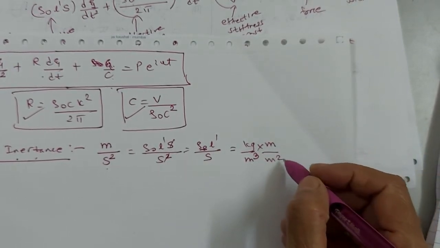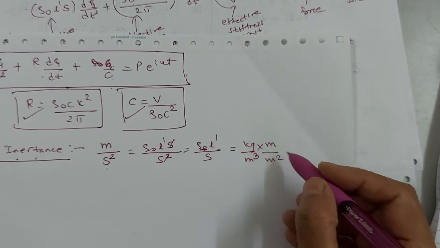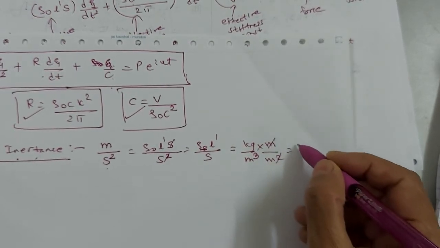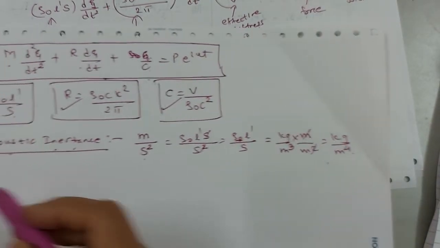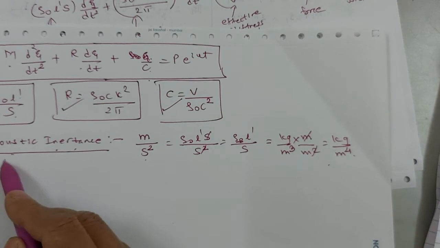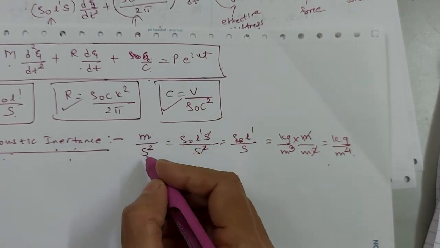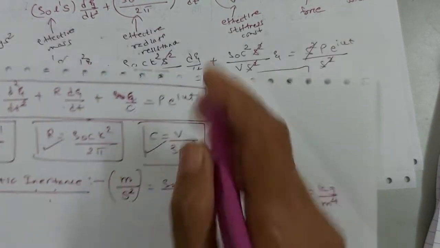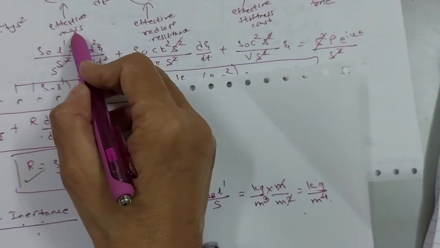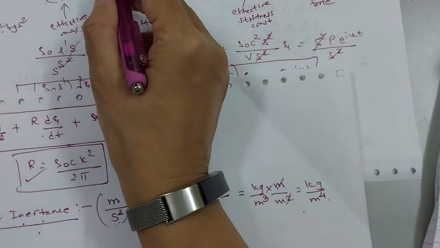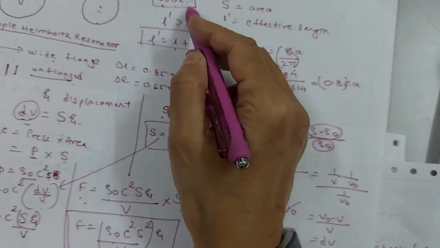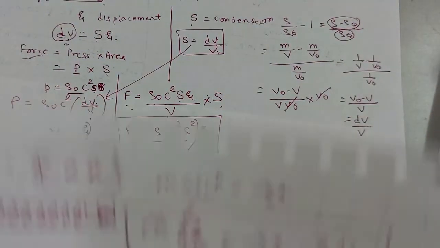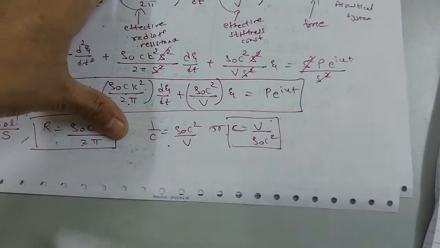So 1 meter gets cancelled and you have kg per meter raised to 4 as the unit for this M, the acoustic inertance, which is small m by S square. And what is small m? The small m is the effective mass. Here, this was my rho 0 S L dash, this was my small m. Done. Now we'll go to the second one.